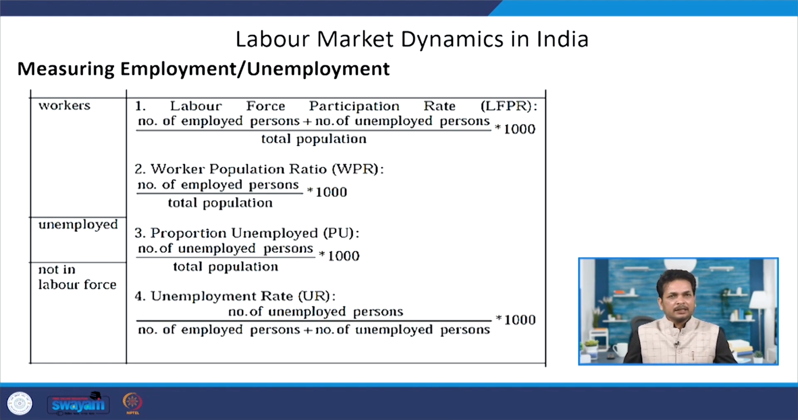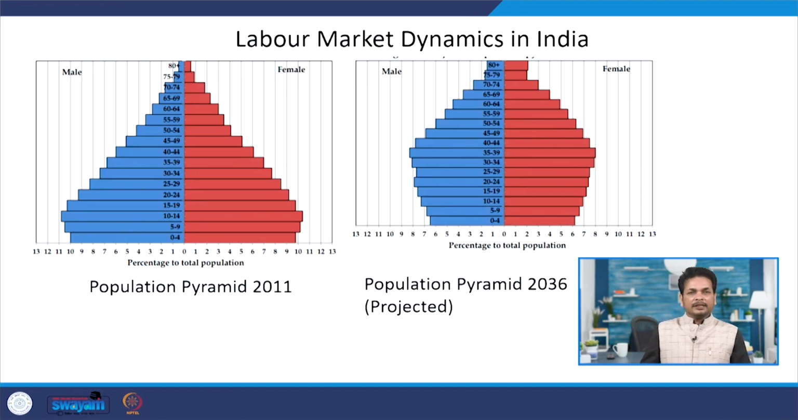Now, with these concepts, let me give you some data on the Indian economy on these different aspects and the key indicators of the labor market. Before getting into these key indicators of the labor market, labor supply comes from the population. So, if you look at the population pyramid of India in 2011 and the projected population pyramid in 2036, you can see the graph.